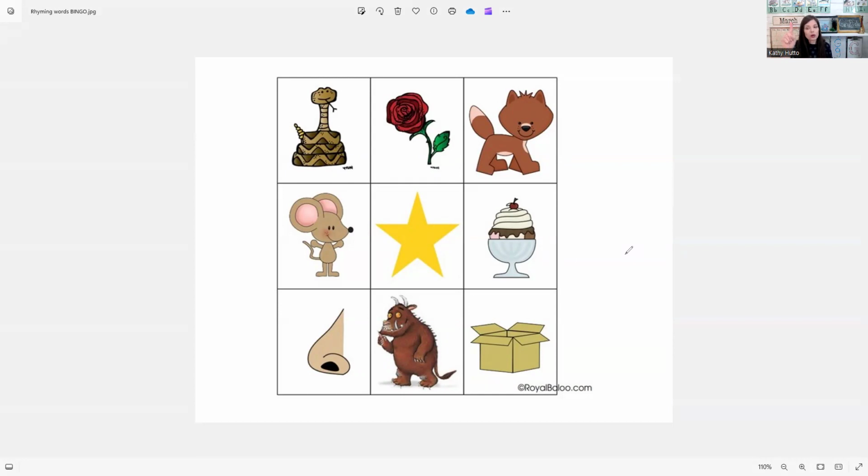All right, the first word is car. Can you find a word that rhymes with car? Star. Very good. Let's put an X on top of the star. Car, star. They sound the same at the end. They rhyme. Next, box. Now, don't find the box. Look for a word that rhymes with box. Oh, very good. Fox, box, fox.